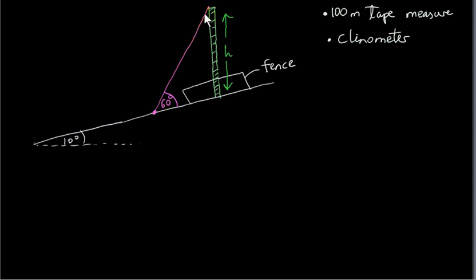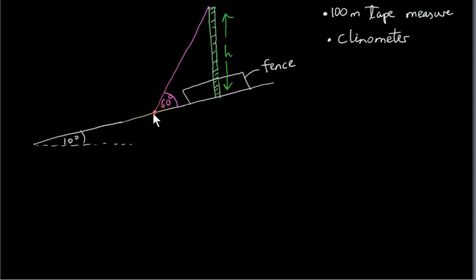Now our clinometer, or whatever device we're using for measuring angles, might actually give us the angle between this line here and, say, the horizontal. But since we know that this angle in here is 10 degrees, same as this angle, these are corresponding angles, then if we get a value of 70 from our measuring device, we just have to subtract 10, so we know that this angle is 60 degrees.